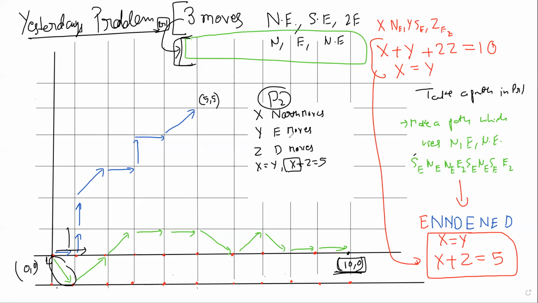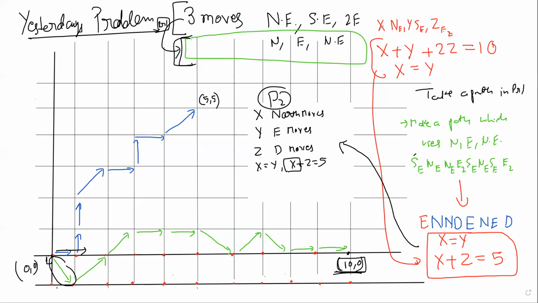But before that, let's just take another minute. Let's come back. Is it clear how this transforms to the P2? In P1, we have this many x moves, y moves, they are equal, x plus z is 5. Now that transforms to P2 in this way. That means x north moves for the P2 path, right? Y east moves and so on.